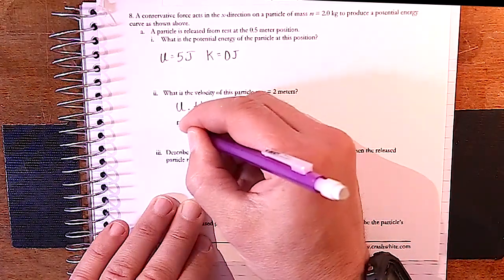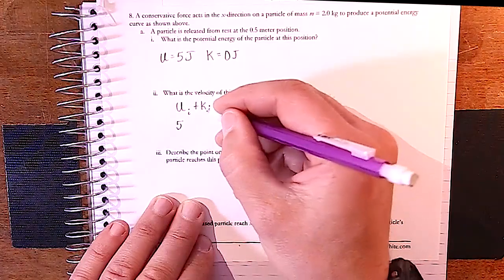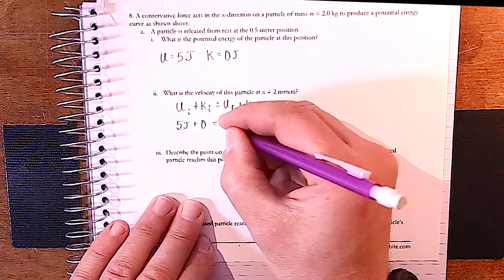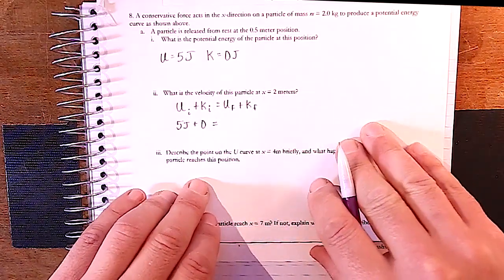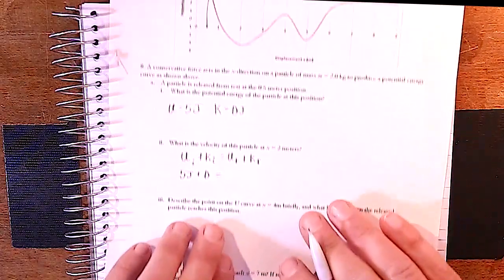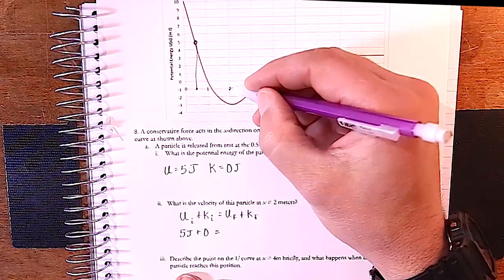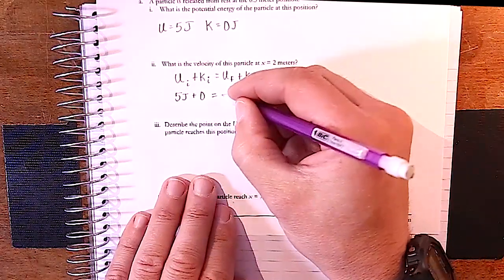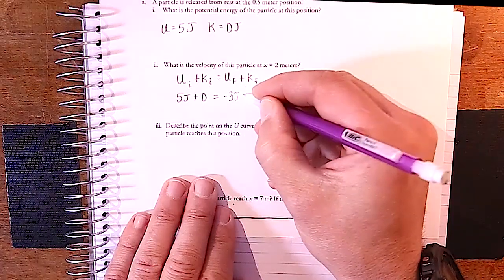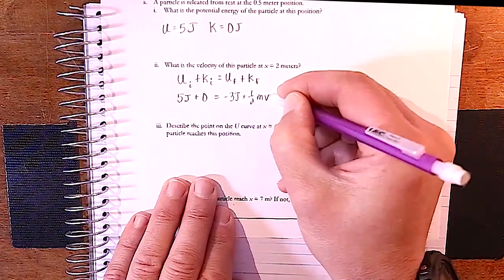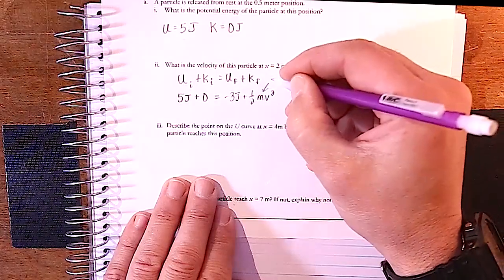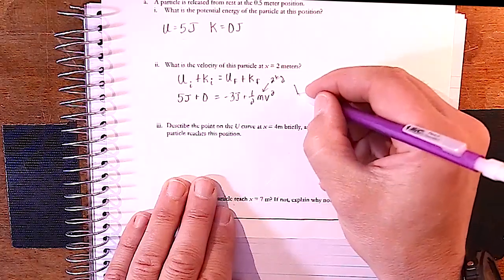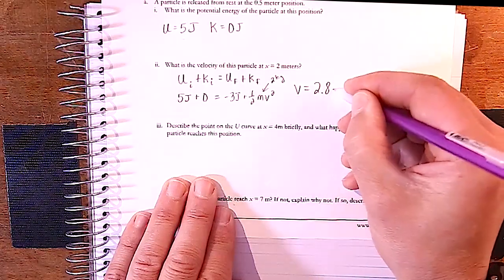So that would be the best place to start because we know what K initial is. So that would just be 5 joules plus 0. And at 2 meters, so we have to go to 2 meters, that value is -3 joules. So we know that is -3 joules plus 1/2 mv squared, and that m from the problem they gave us was 2 kilograms. So just plugging in the numbers and solving for v, you get 2.8 meters per second.